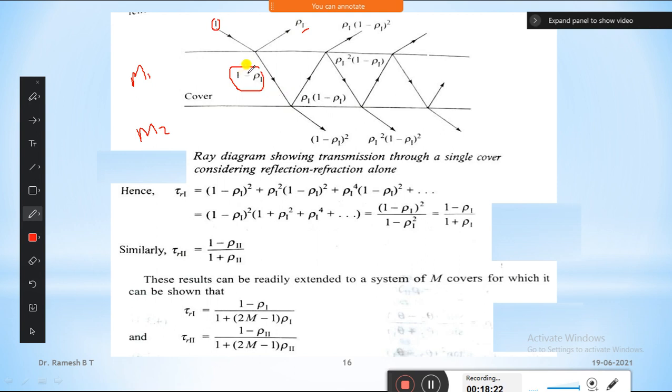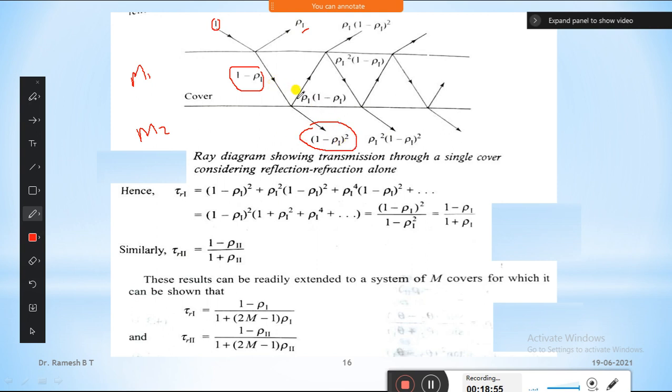In the second interface, 1 minus rho 1 is the intensity of light, and again some amount will be reflected, that is rho 1 into 1 minus rho 1 is the wasted part, meaning reflection. And finally in the third interface, 1 minus rho 1 whole square will enter. Clear? Next what happens? Here it is a refraction. It will either directly reach the observer plate or it may go through another cover.